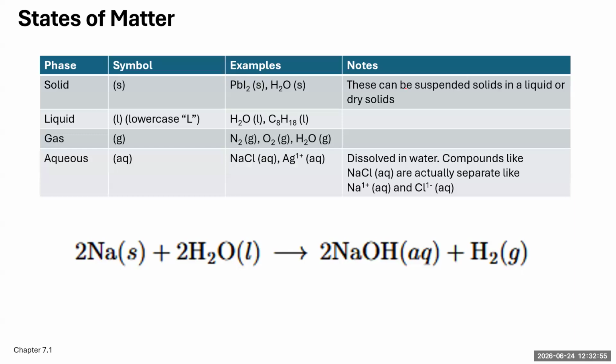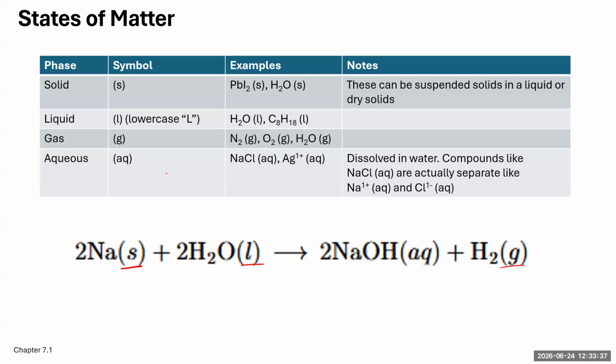We're also going to start labeling states of matter. This is a chemical equation here with different states of matter. S means solid. Some examples are this sodium solid here, and lead iodide, lead 2 iodide. These could be suspended solids in a liquid or dry solids in a container somewhere, or on the bench top. L is liquid, lowercase l. Some examples are water and C8H18, which should be octane. Gas examples are H2, N2, O2. You could have gaseous water as well.